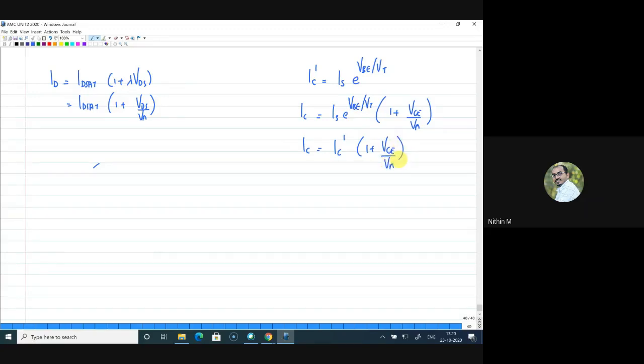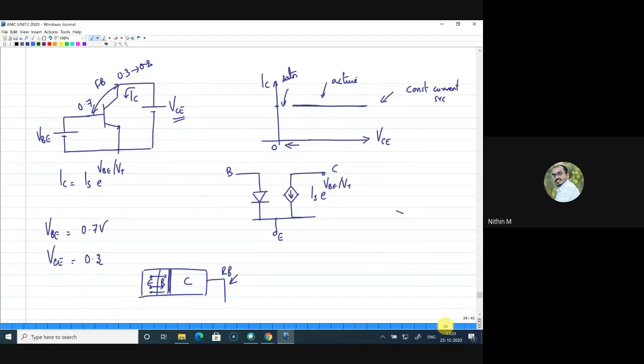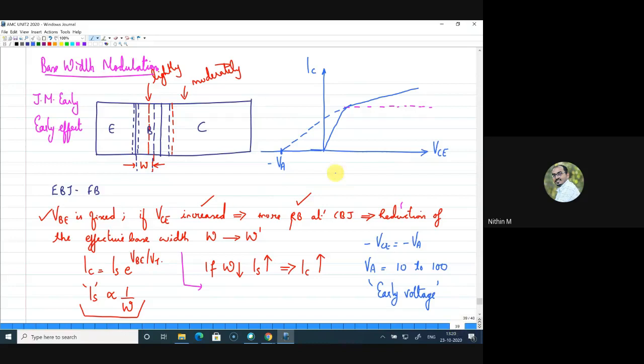Now, what is the effect of this base width modulation? Previously we drew the model of the BJT like this, where between collector and emitter it acts as an ideal constant current source. For an ideal current source, the resistance across it is infinity, but now we have to include a finite resistance here. So how do we get that finite resistance? The slope of this graph gives the inverse of the resistance. So I write dou IC by dou VCE at a constant VBE, and the inverse of this will give you R naught.